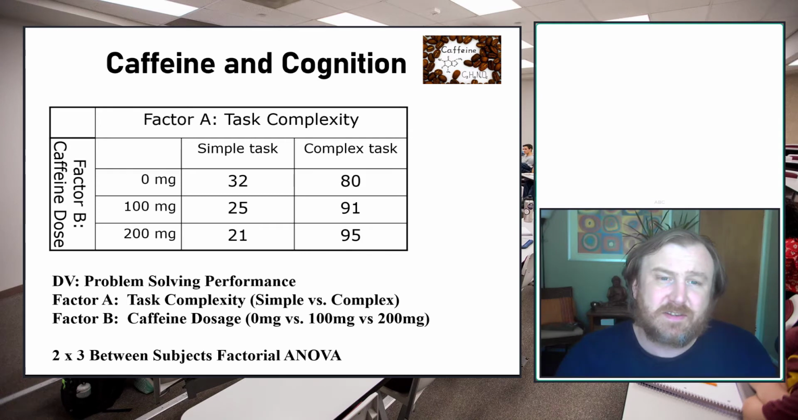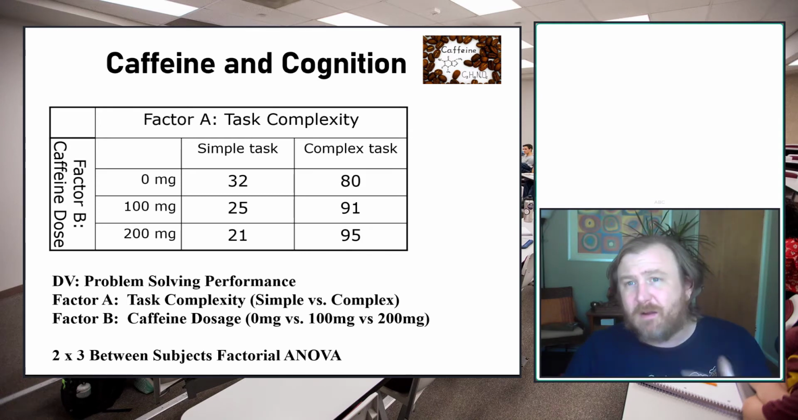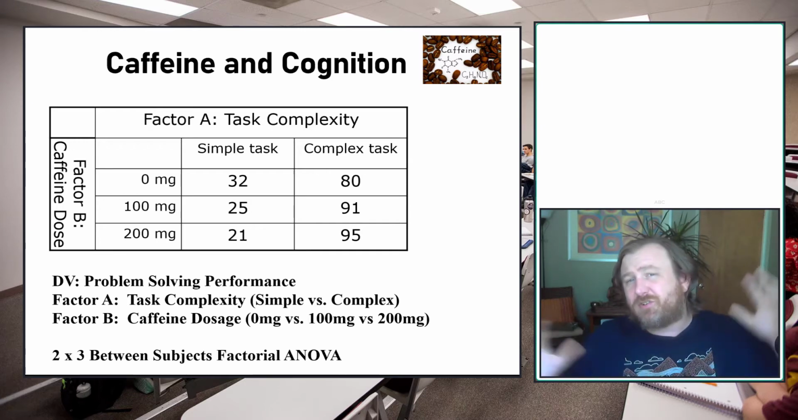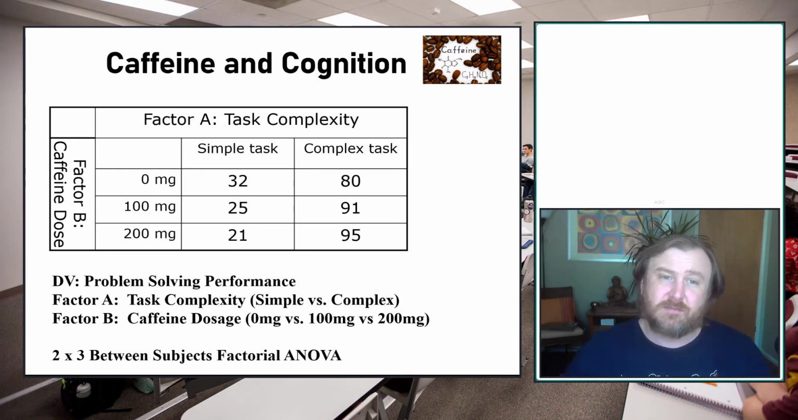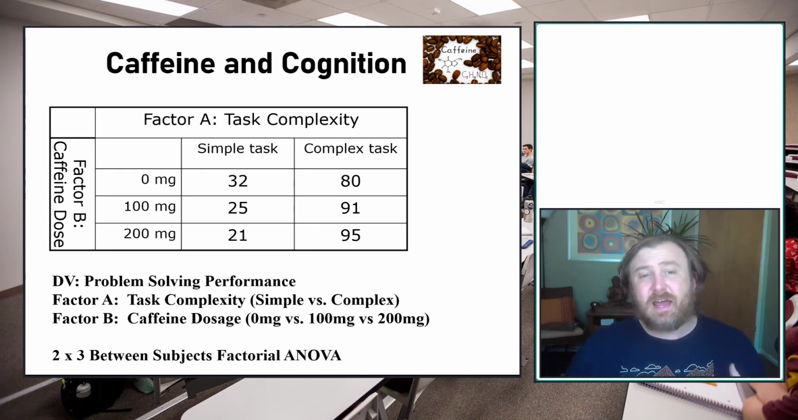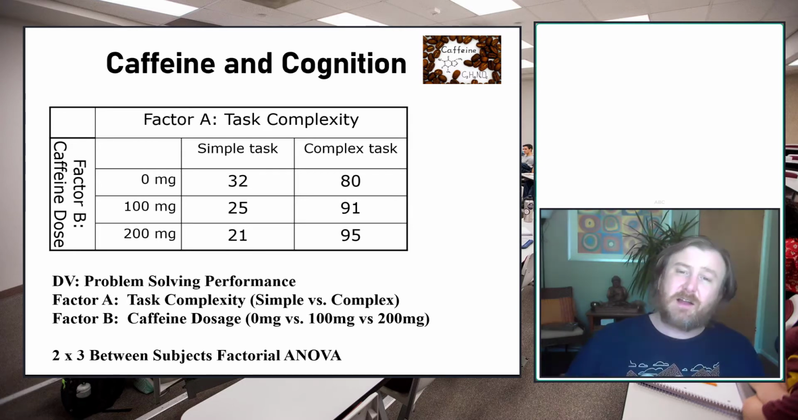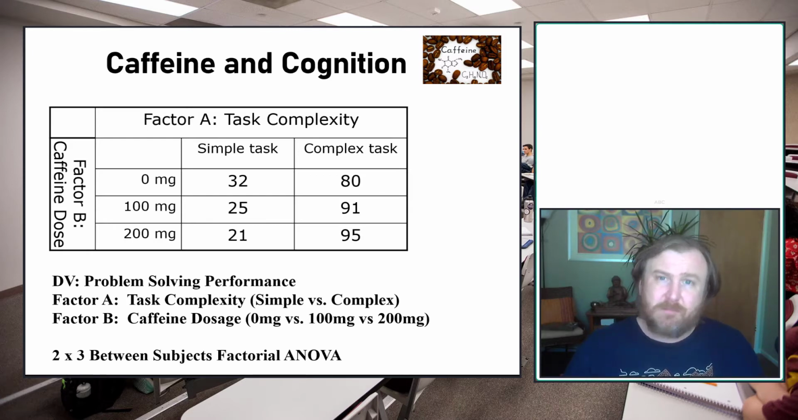So suppose we have this design where the dependent variable is going to be problem-solving performance. So essentially, people take a test under different conditions, right? Some people take a very simple problem-solving test, and some people have a task that's a very complex problem-solving test. So factor A is going to be task complexity. And then the other independent variable that was manipulated by the experimenter is how much caffeine a person receives. In one condition, some people receive no caffeine. In a second condition, people receive 100 milligrams of caffeine. And in a third condition, they receive 200 milligrams of caffeine.